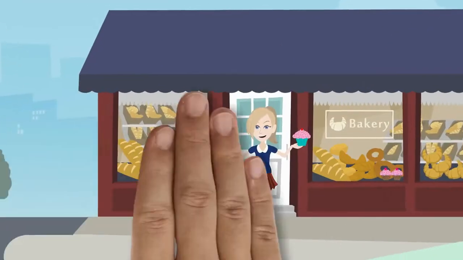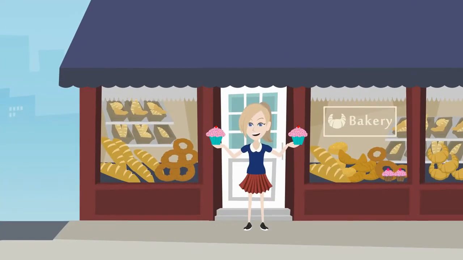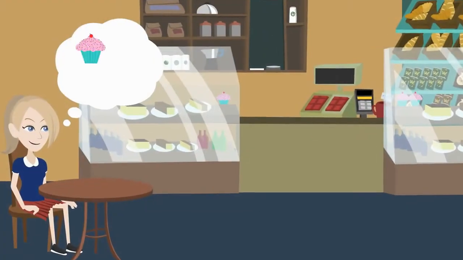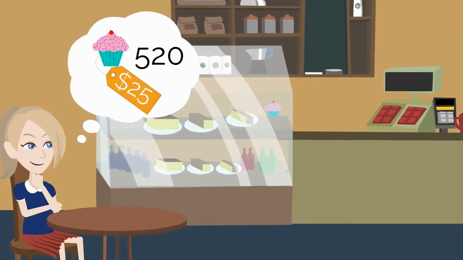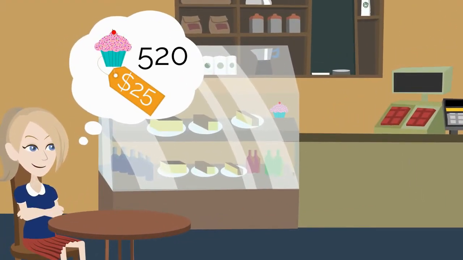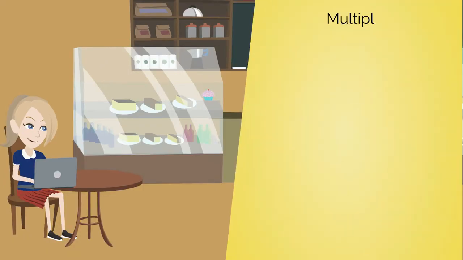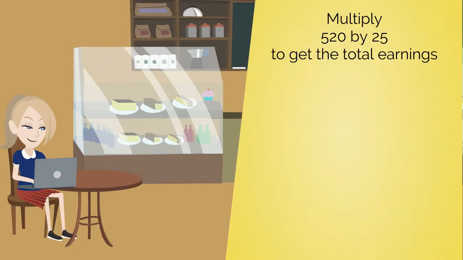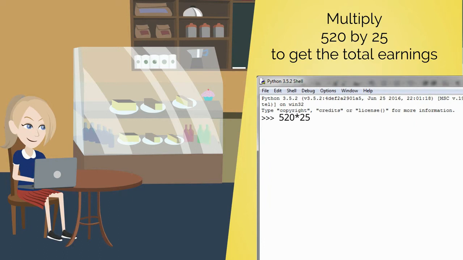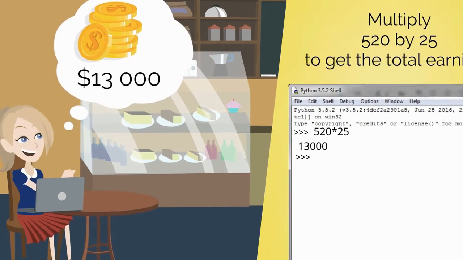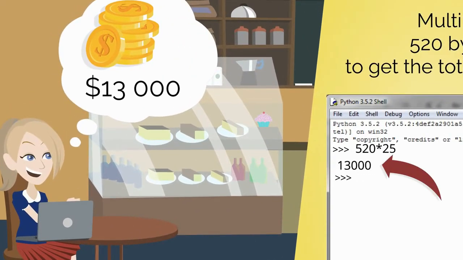Now, let's take a realistic scenario. Let's say you own a patisserie and you sold about 520 cupcakes, each costing $25. How much money would you earn? Find it out on Python. Okay, then that means I have to multiply 520 by 25 to get the total earnings. Then press return key. I would earn a total of $13,000.